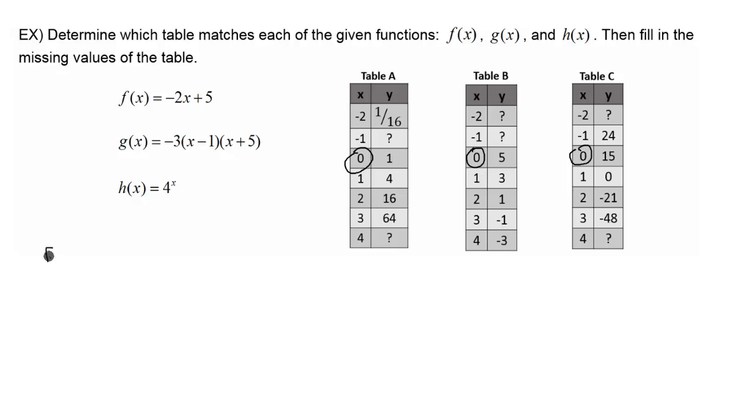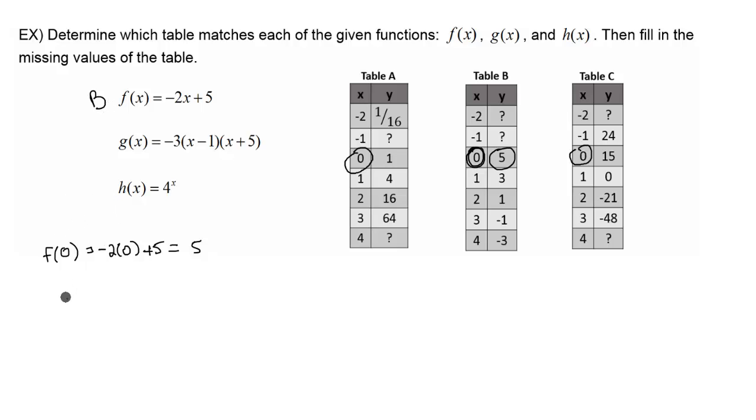I'm going to evaluate f of x for 0, so I do f of 0, and I plug in my 0 for my x value. So I have negative 2 times 0 plus 5. If I simplify this, I'm going to get 5, because negative 2 times 0 is 0, and then plus 5 is 5. If you look at table B, it's saying that when x is 0, my y should be 5, so you know that f of x matches up with table B.